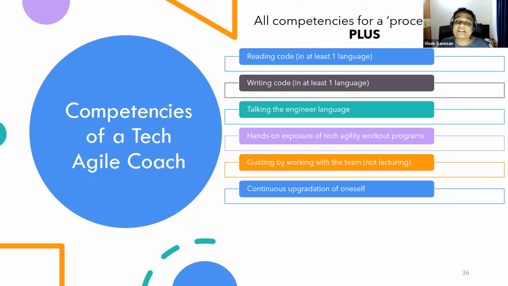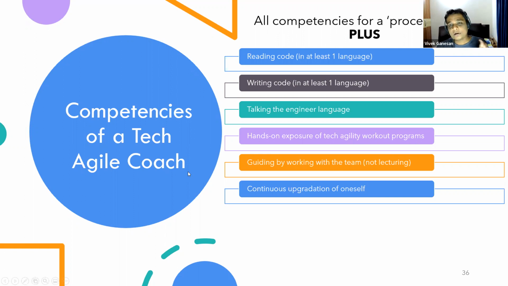We are not people who are experts in languages. I am not a Java expert. I am not a .NET expert. I am sort of a person who knows about technical agility and the approach to become technically agile. I'm not an expert in language. So we don't have to become experts in languages, right? And we need to continuously upgrade oneself.